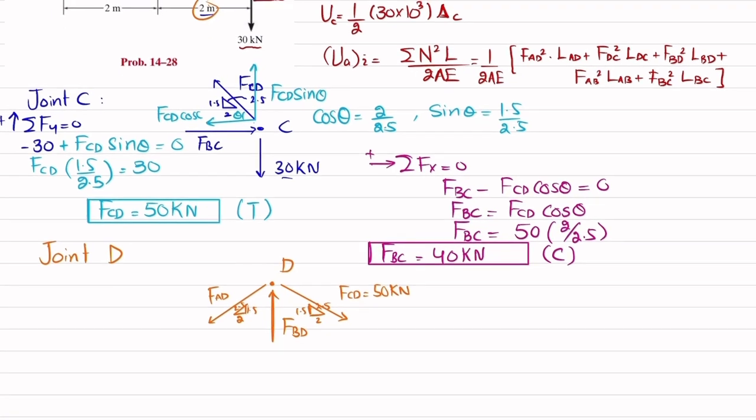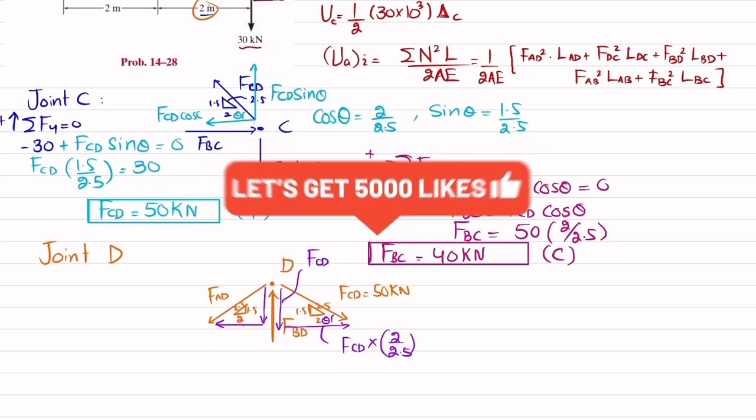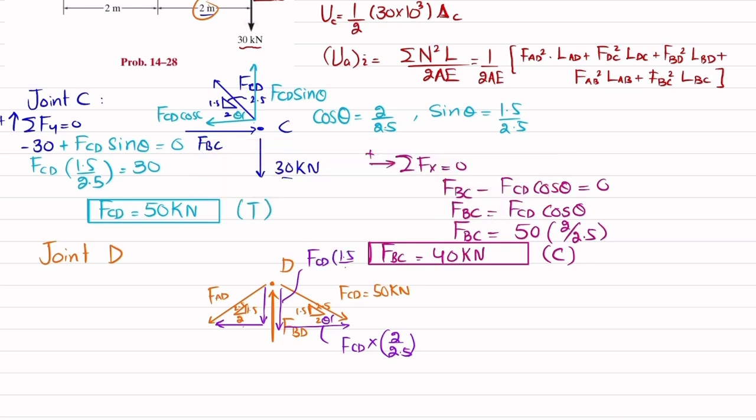Now we will have two components of this force, one along the y direction and the other along the x direction. Similarly, this one will have two components: one is this and another one is this. So this component will be equal to FCD into cos theta. If theta is this one, cos theta is equal to 2 divided by 2.5. And this component will be FCD sine theta, which is 1.5 divided by 2.5.